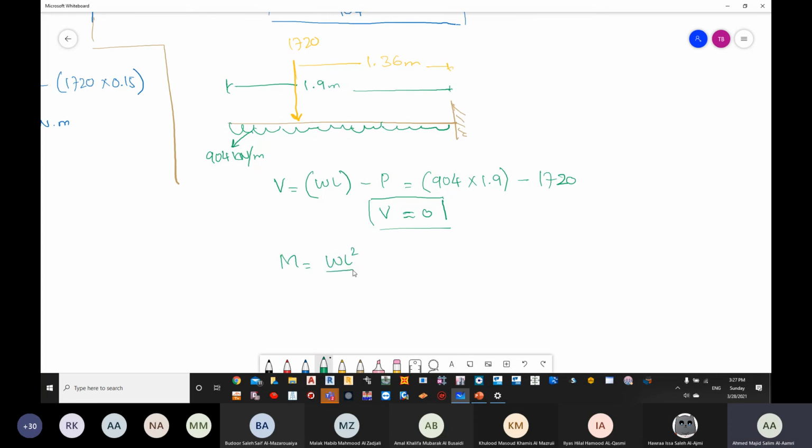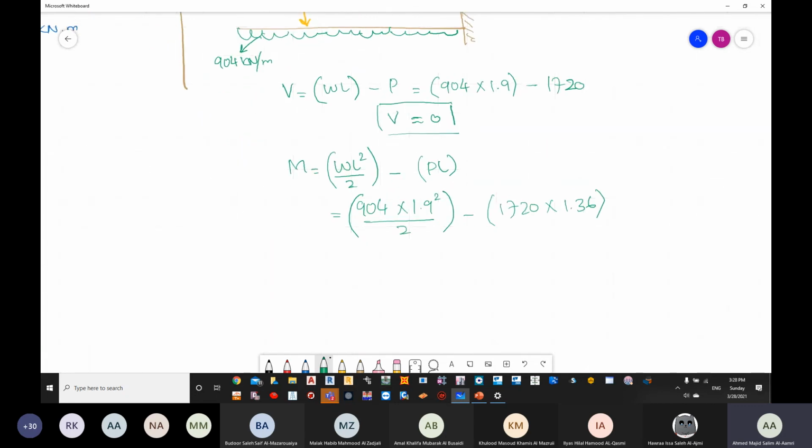Bending moment is WL squared over 2 for the UDL, minus P multiplied by L for the point load. So we have 904 multiplied by 1.9 squared divided by 2 minus 1,720 multiplied by the distance, which is 1.36. Force into distance. Can you give me how much is this value? Your value is minus 707.48 kilonewton. And once again, this is negative, so it goes up.